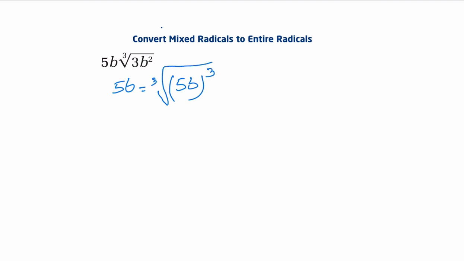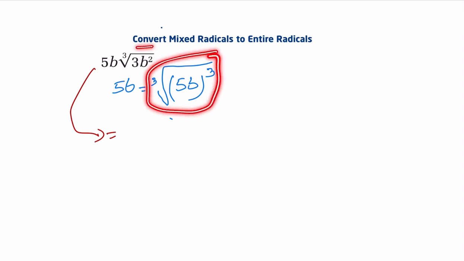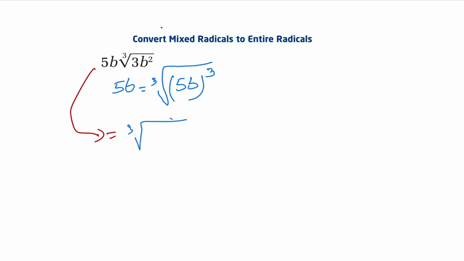Now, the only thing we need is to put this equal to this. So this is equal to 5b times this, which is the cubic root of 5b to the power of 3, to the power of 3, times the cubic root of 3b squared.